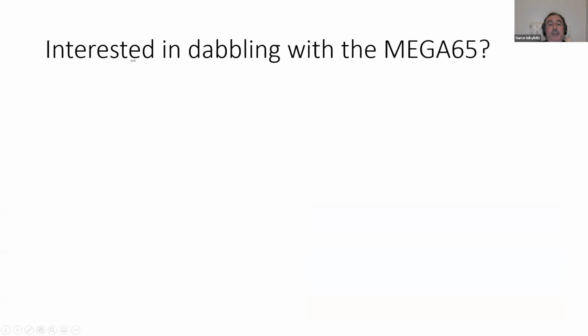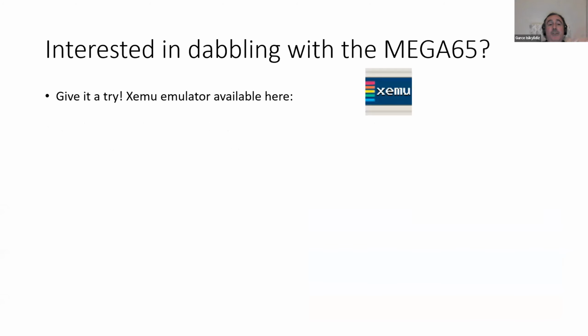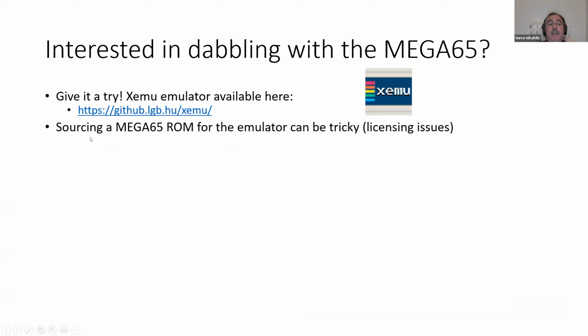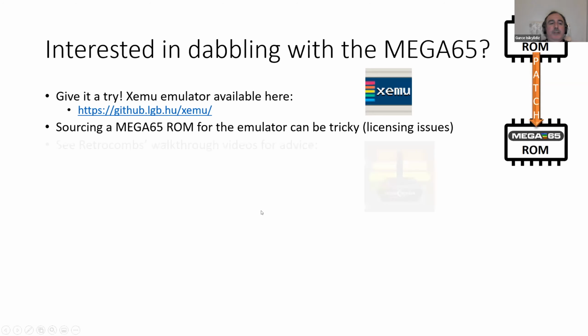But for anyone else that's interested in dabbling with the Mega 65, just some recommendations. You can give the Xemu emulator a try. That's available at this path. And sourcing the Mega 65 ROM for that emulator can be a bit tricky due to the licensing issues. But if you can source yourself a C65 ROM, you might find one on the internet. I didn't say that. You could patch it to become a Mega 65 ROM.